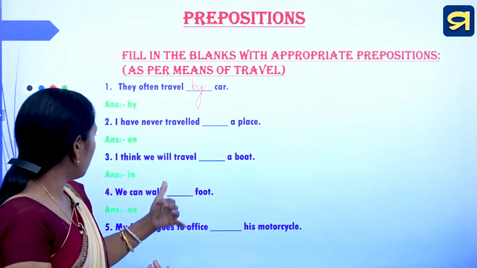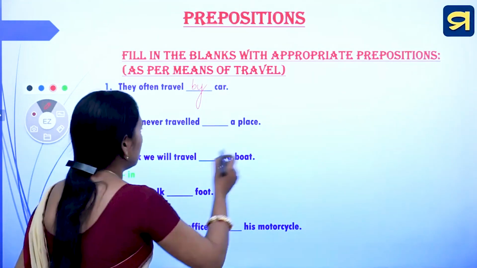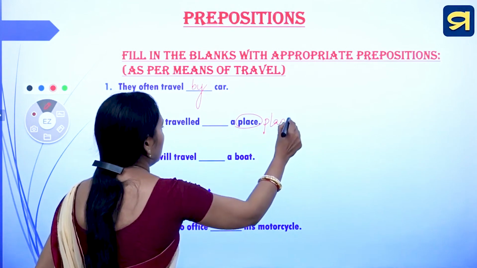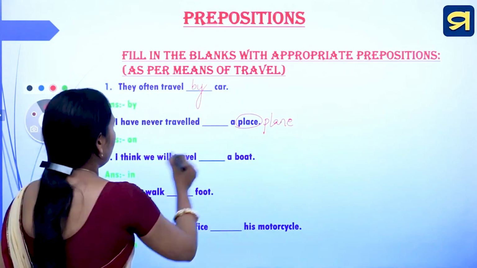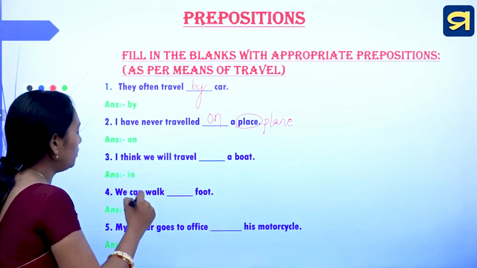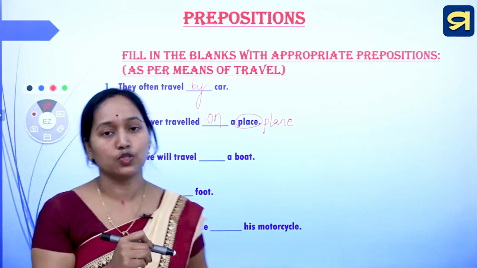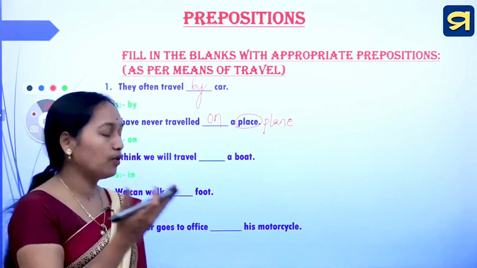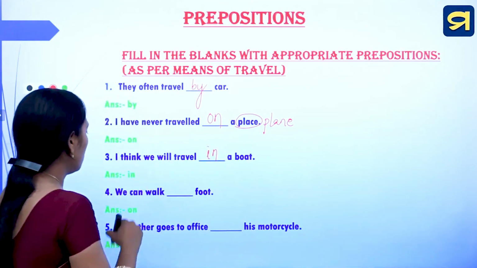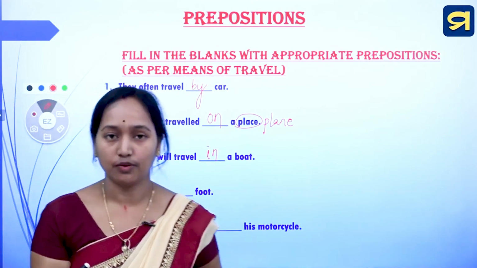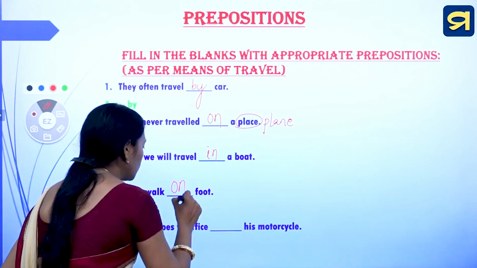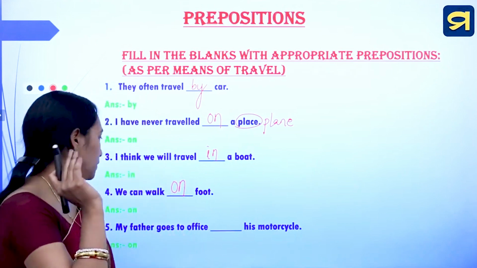The next one: I have never travelled dash a plane. I have never travelled on a plane. Next, I think we will travel dash a boat. What will be used? In will be used. We can walk dash foot. What have I told you for foot? On will be used.